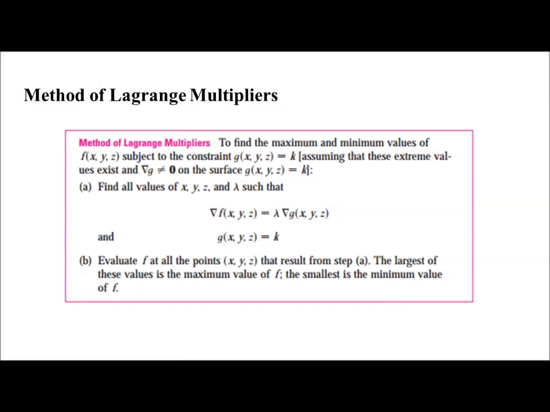Now we will discuss how to employ the method of Lagrange multipliers. To find the maximum and minimum value of f of x, y, z, subject to the constraint g of x, y, z equals k, we assume that these values exist and that the gradient of g is non-zero for any point on g. First, we have to find all values of x, y, z, and lambda, such that the gradient of f equals lambda times the gradient of g, where g of x, y, z equals k. Second, we evaluate f at the points we find from the first part. The highest value would be the maximum value and the lowest will be the minimum value.